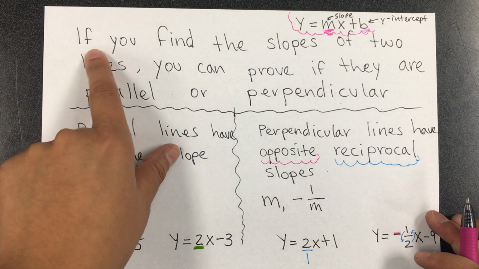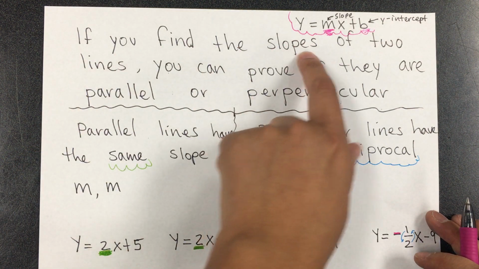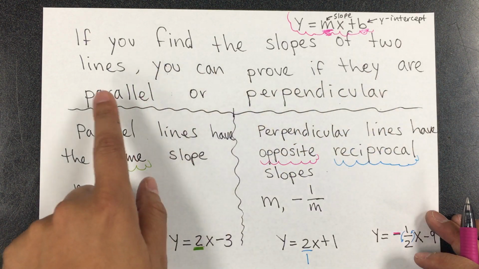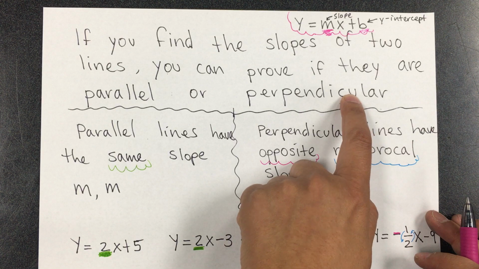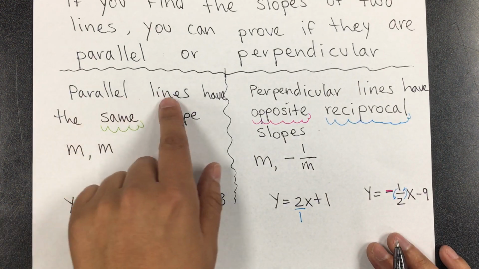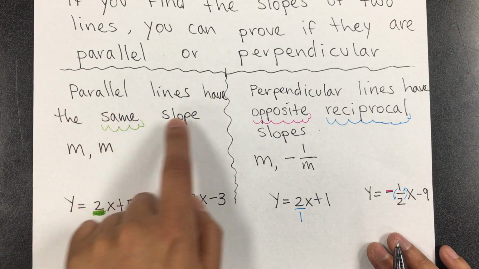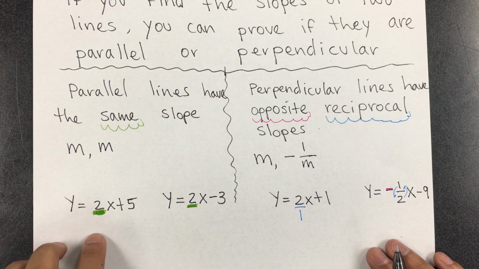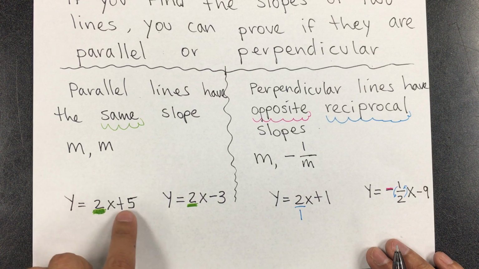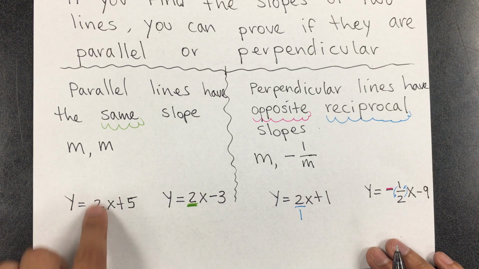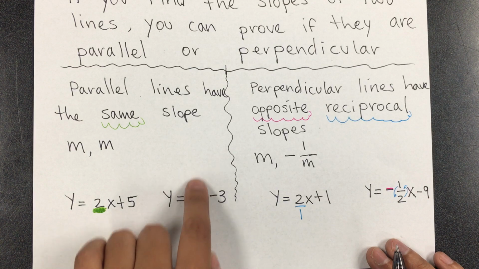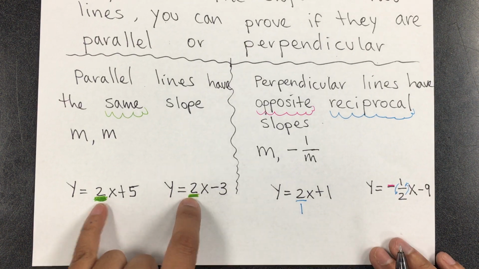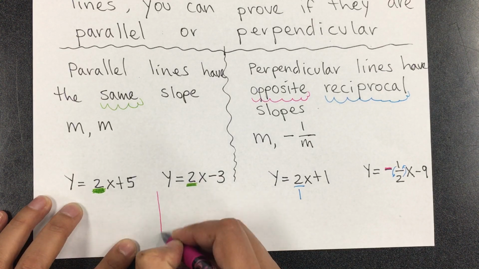So in here it says, if you find the slopes of two lines, you can prove if they are parallel or perpendicular. And this is why. Parallel lines have the same slope. So you have m and m. In y equals mx plus b, remember that the m represents the slope. So if this number is the same as this one, that means that the two lines are going to be parallel. And I'm going to do a quick sketch here.